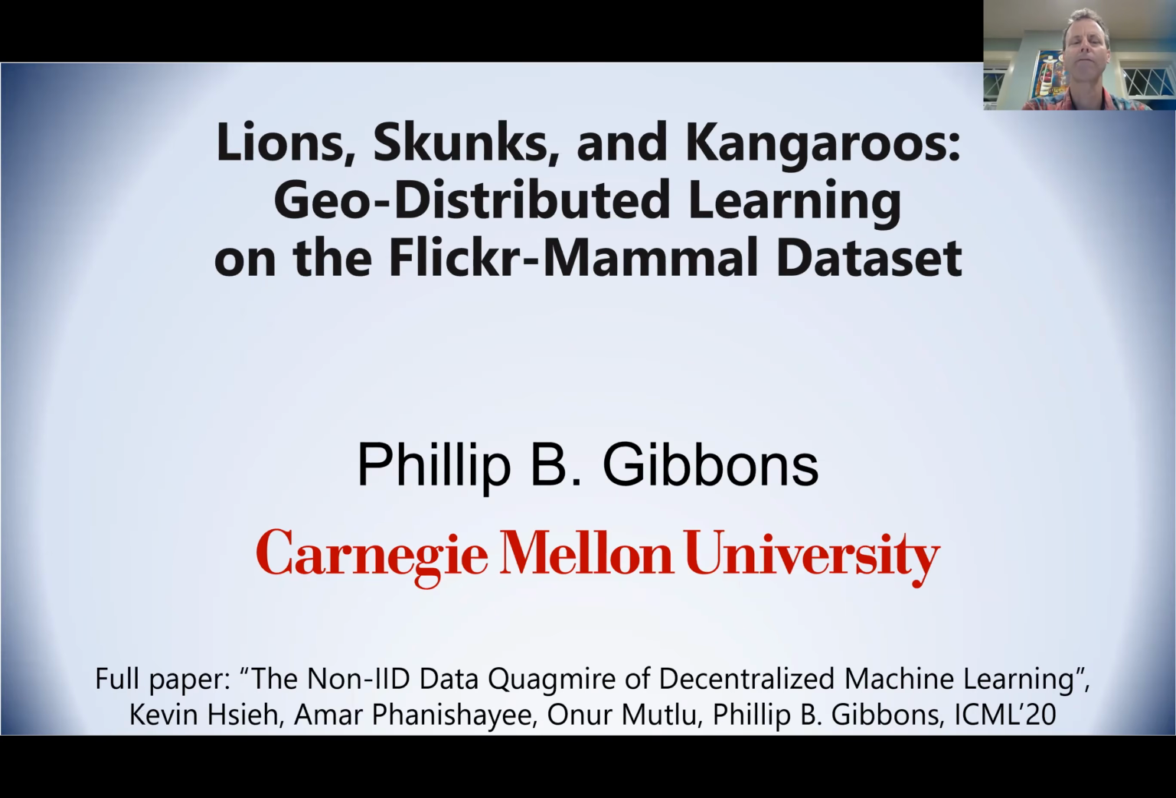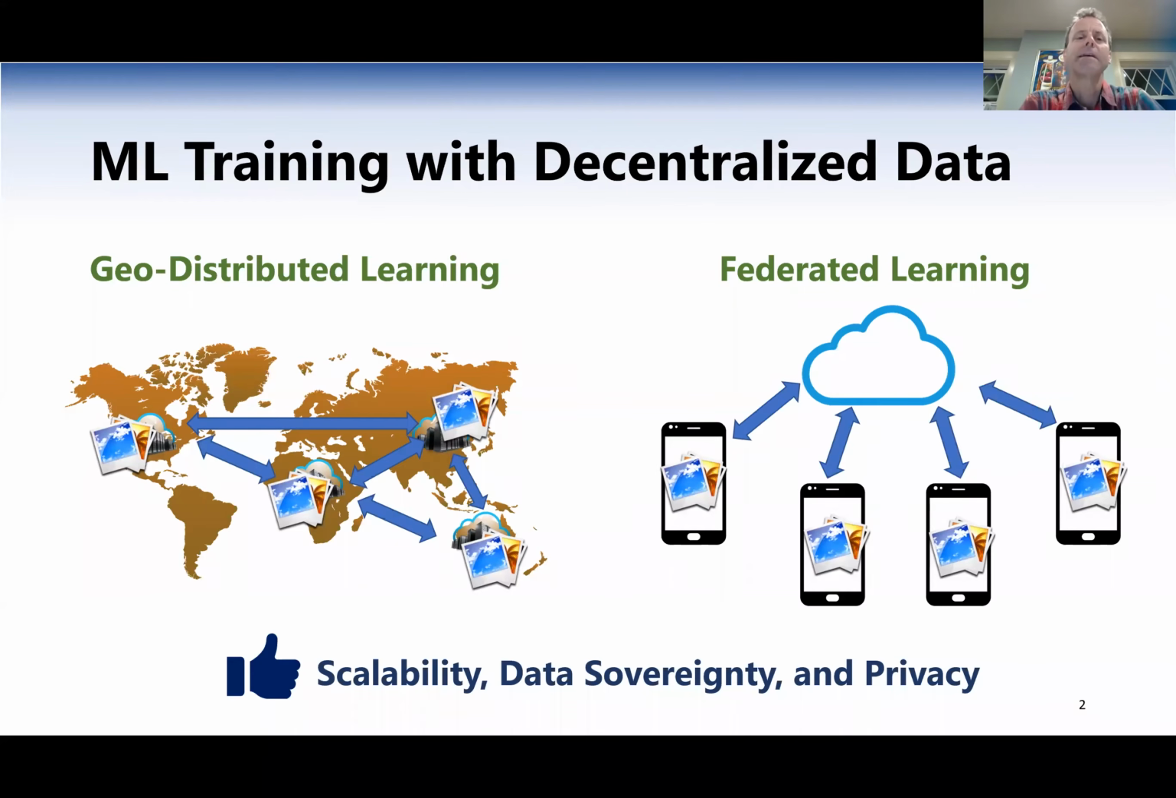Lions, skunks, and kangaroos: geo-distributed learning on the Flickr-Mammal Dataset. For full details on what I'm going to speak about today, please see our ICML paper, The Non-IID Data Quagmire of Decentralized Machine Learning. So the setting for today's talk is machine learning with decentralized data.